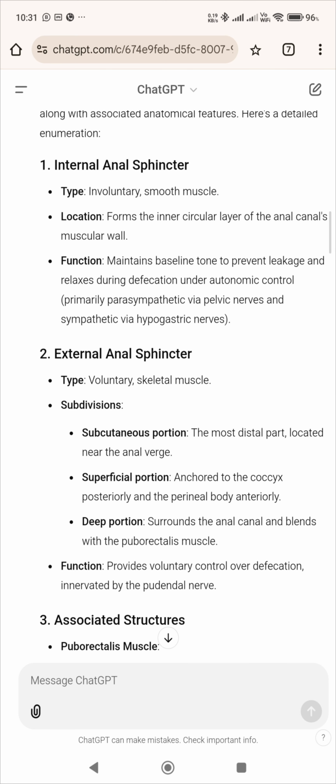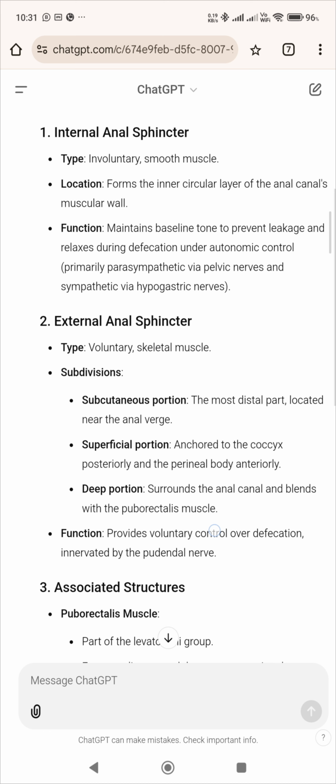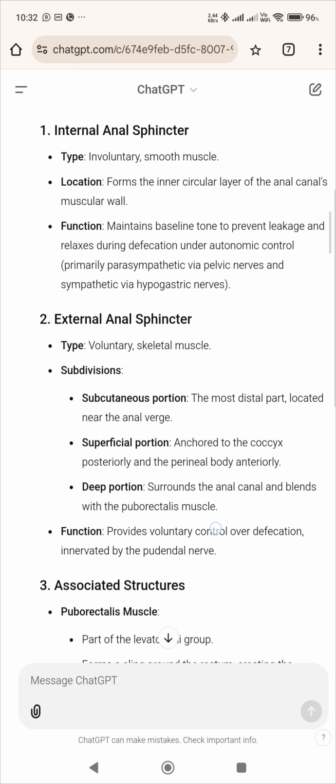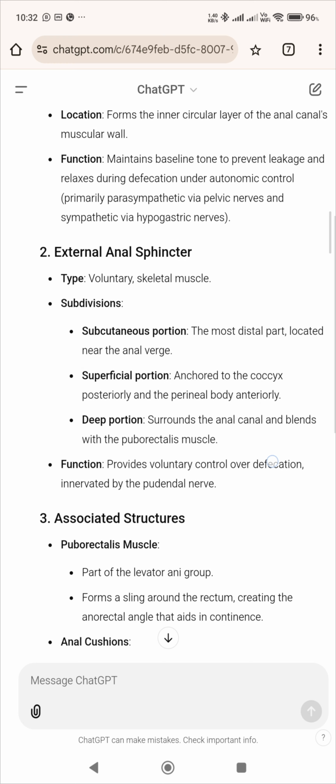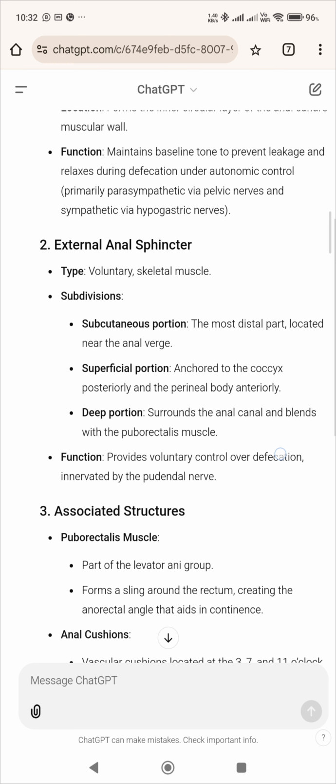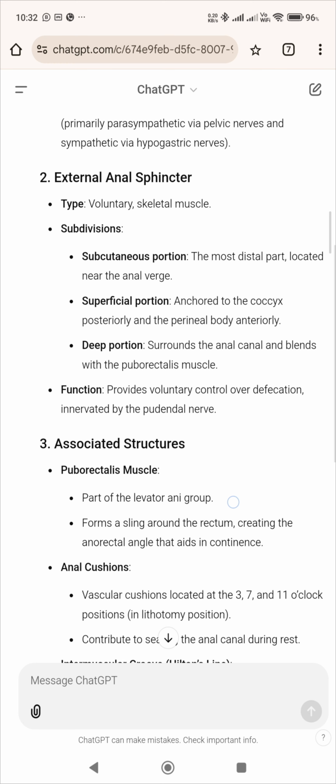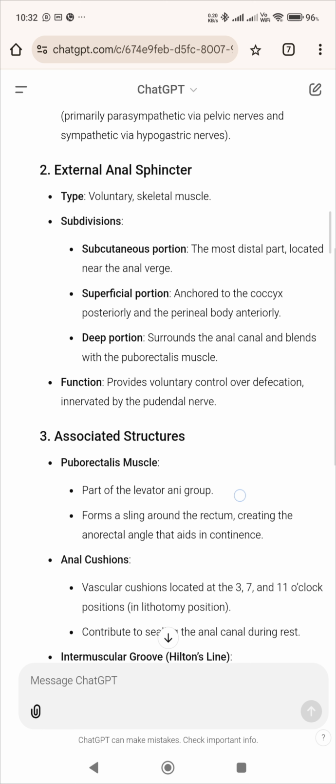Function: maintains baseline tone to prevent leakage and relaxes during defecation under autonomic control, primarily parasympathetic via pelvic nerves and sympathetic via hypogastric nerves. 2. External anal sphincter. Type: voluntary, skeletal muscle. Subdivisions: subcutaneous portion, the most distal part, located near the anal verge.